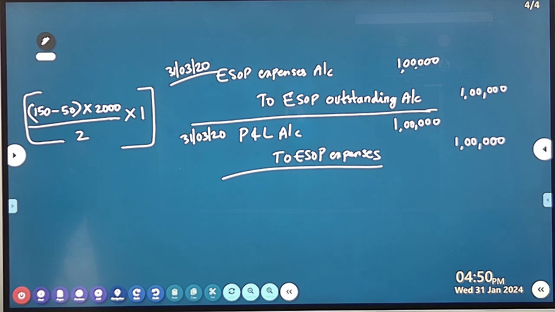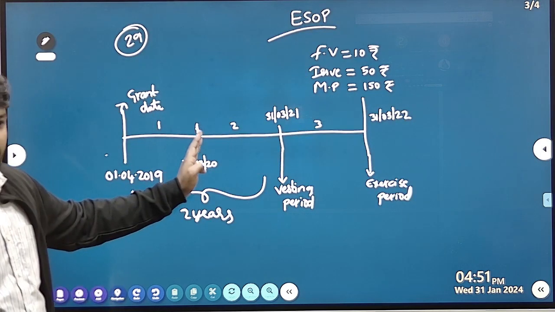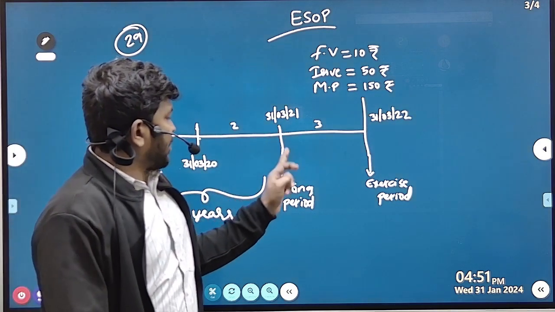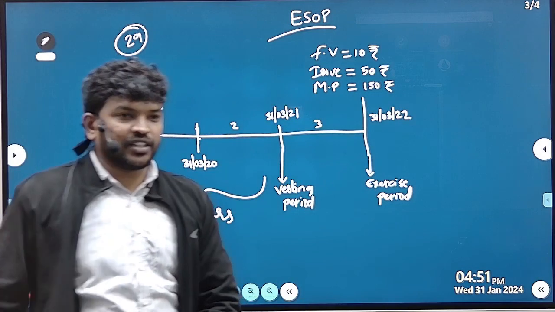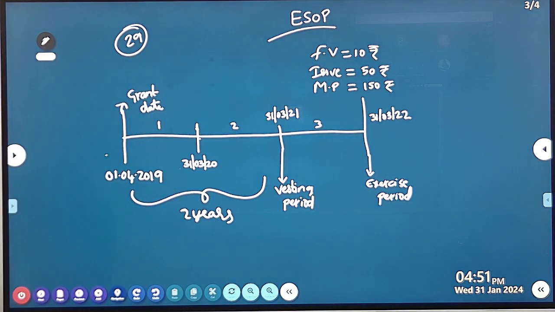Clear? First part clear, first year clear. Now when will we pass the second year entry? 31st March 2021. Go to 31st March 2021.